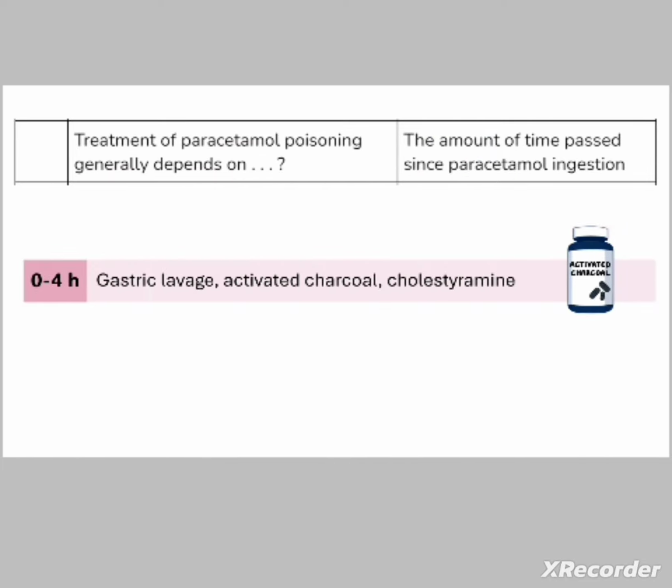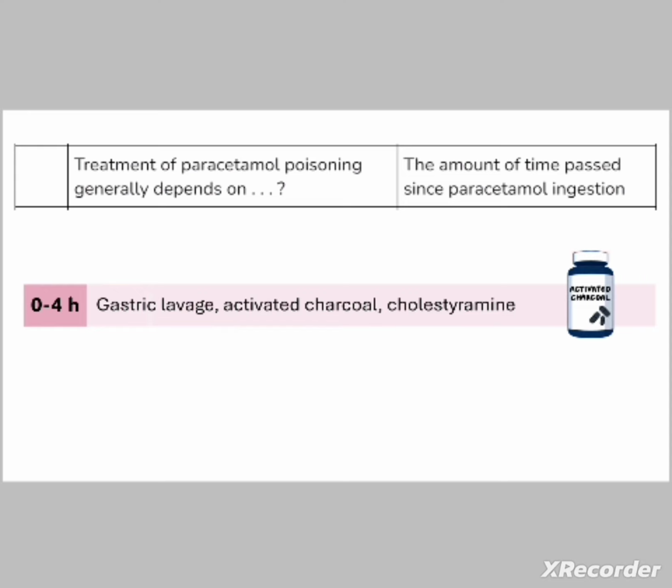So let's come to the treatment. And there is a question which says that treatment of paracetamol poisoning generally depends on the amount of time which has passed since paracetamol was ingested. So if the patient presented to the emergency department within 4 hours, for example, of paracetamol ingestion, we can start with things which decrease paracetamol absorption from the gastrointestinal tract. Examples include gastric lavage, activated charcoal, and also cholestyramine. All these will decrease absorption of paracetamol from the GI tract.